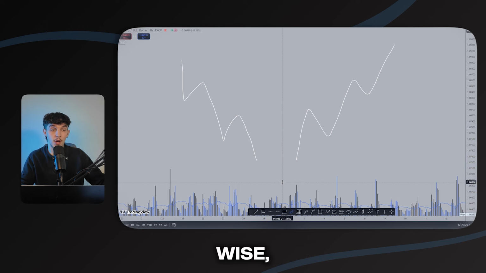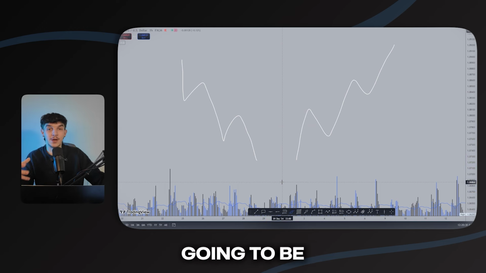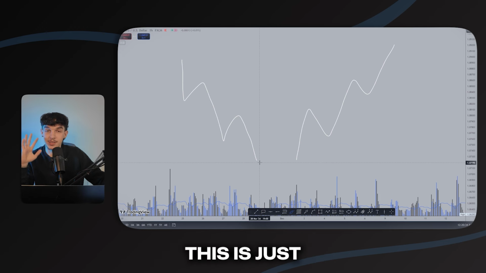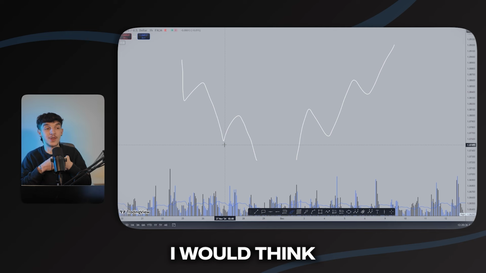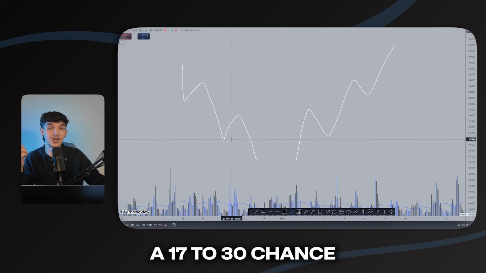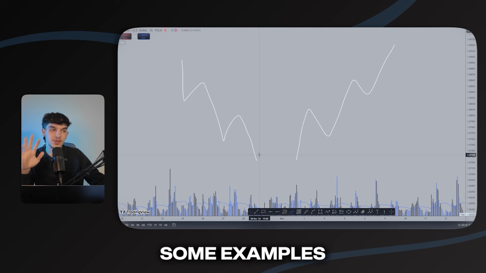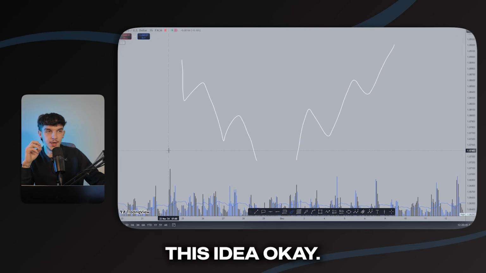Because probability-wise, because again, we're trading off probability, guys, this is going to be the most probable trade that's going to go our way. I would speculate, again, this is just hypothetical, I would think you've got a 70 to 30 chance of it continuing on down instead of reversing. We're going to go through some examples to solidify this idea.